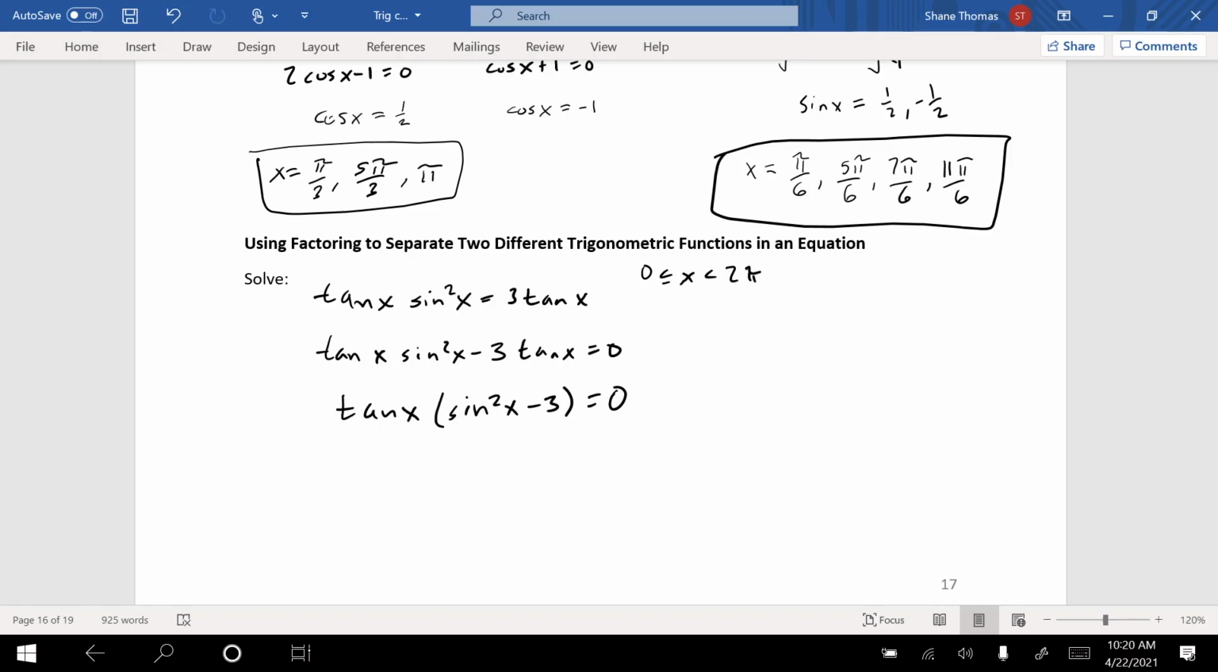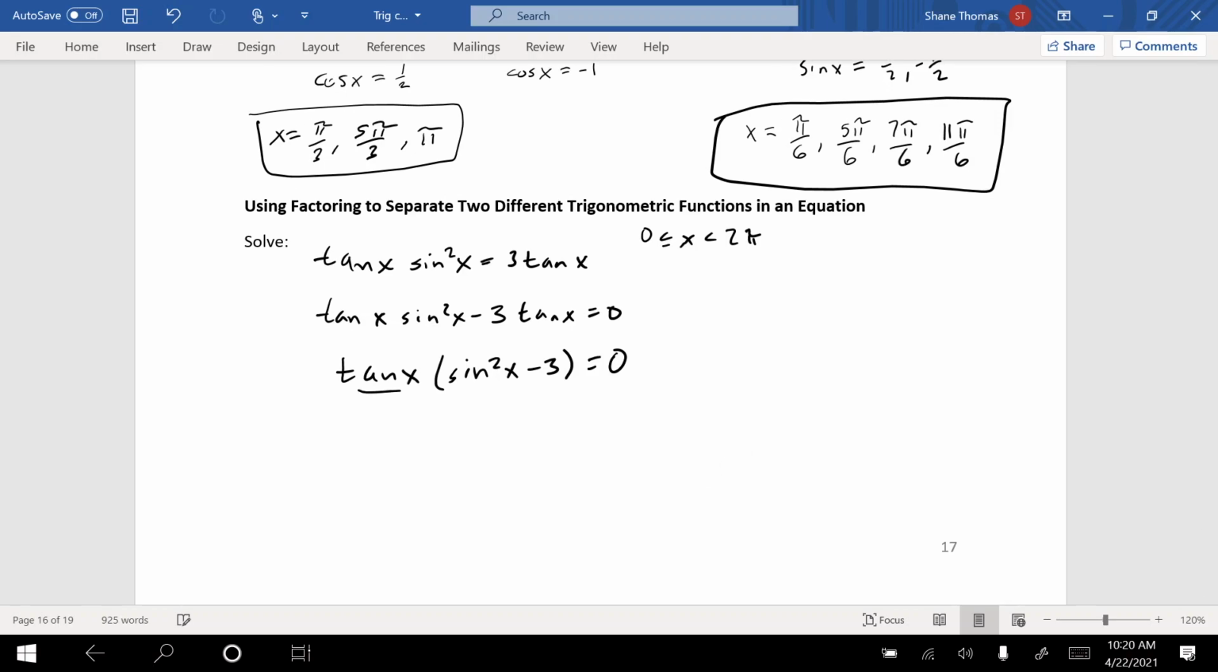Now, is this in factored form? Yeah, everything's multiplication. There's no addition or subtraction holding stuff up. We got one factor here, one factor here. So let's set them both equal to 0. Tan of x equals 0. And also sine squared of x minus 3 equals 0.